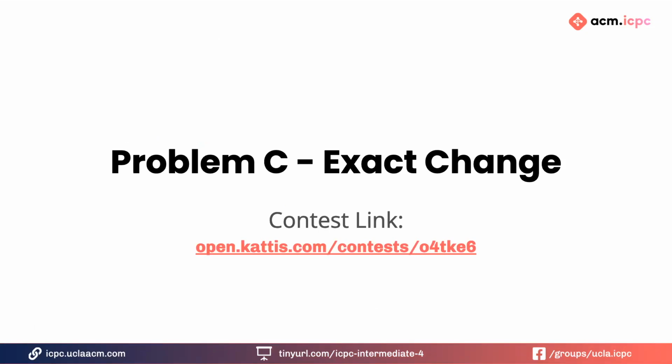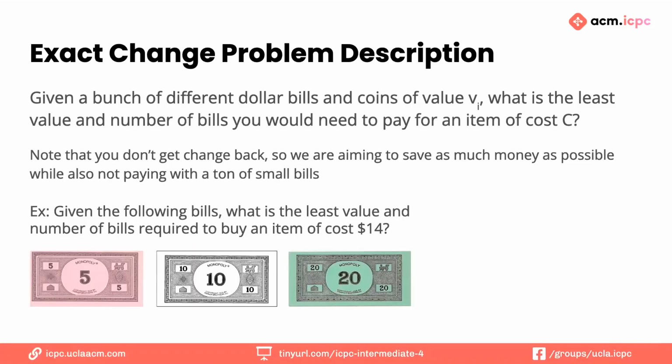Okay, hopefully that was enough time just to get the gist of what the problem is asking. So let's go over what it's saying. You're given a bunch of different bills and coins of varying values V_i, and your job is to figure out the least number of bills you would need to pay for an item of a given cost. It's like you're at a store with a bunch of different bills, and your goal is to not overpay too much for an item. You have to at least reach the value of the item in order to pay for it, but you don't want to spend more than you have to, and you also want to use the minimum number of bills that still affords the item.